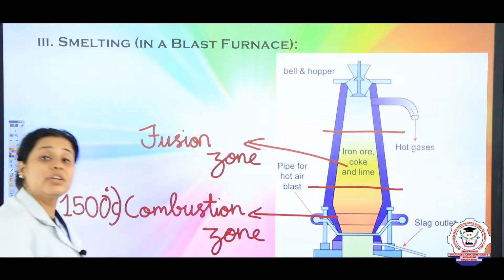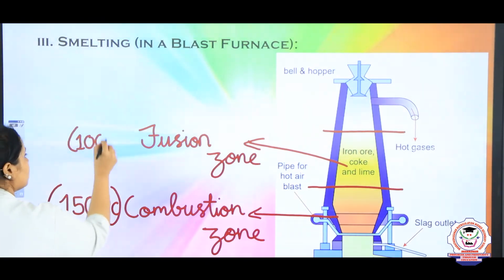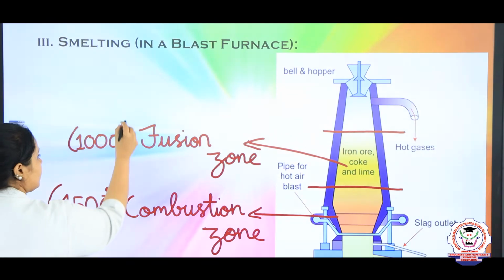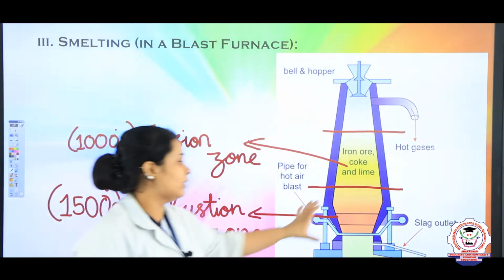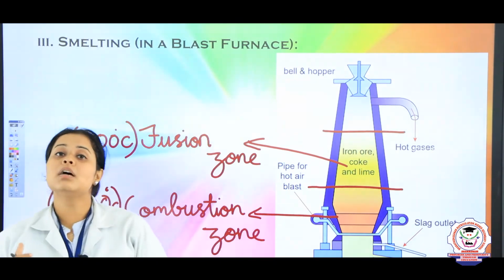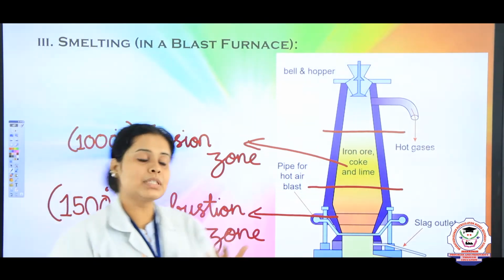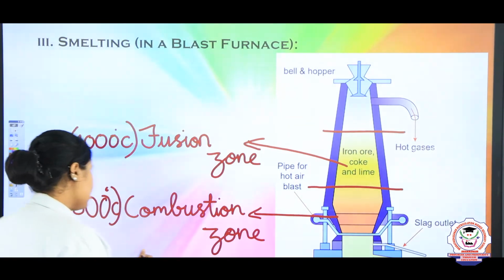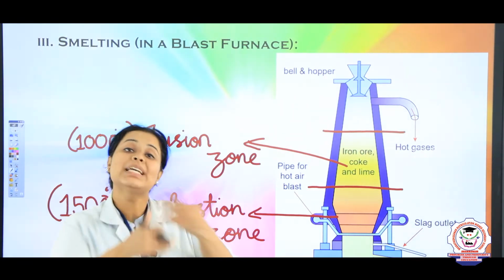And the temperature in the fusion zone is 1000 degrees Celsius. So this temperature is a little bit lower than the first temperature, right? Yes. So here what is happening is, fusion is happening. Fusion means mixing up of substances is happening. So in the fusion zone, what you will see is that some kind of mixing is happening.